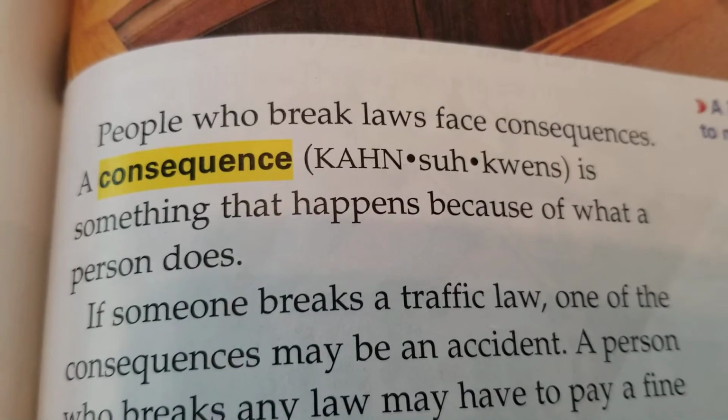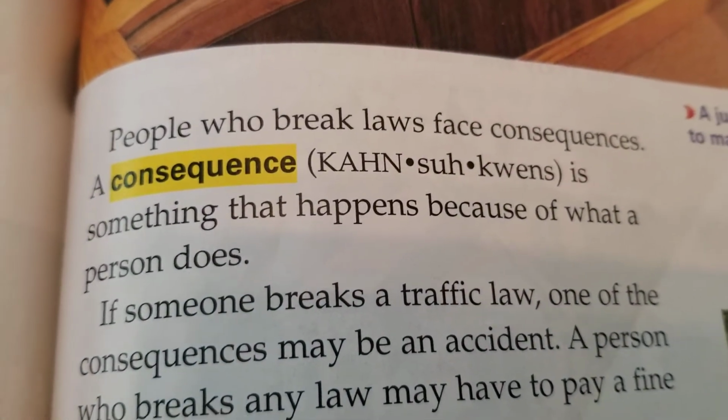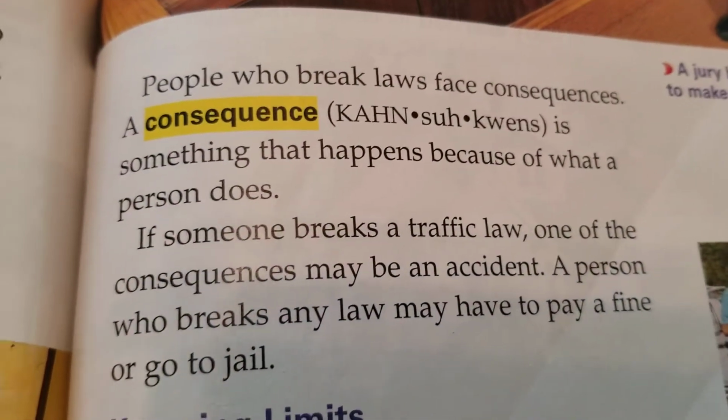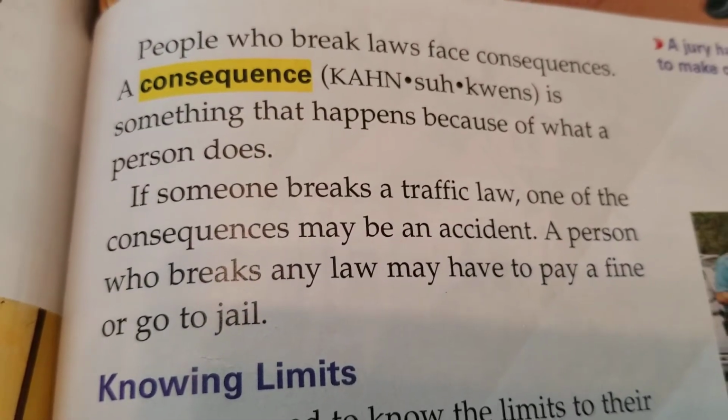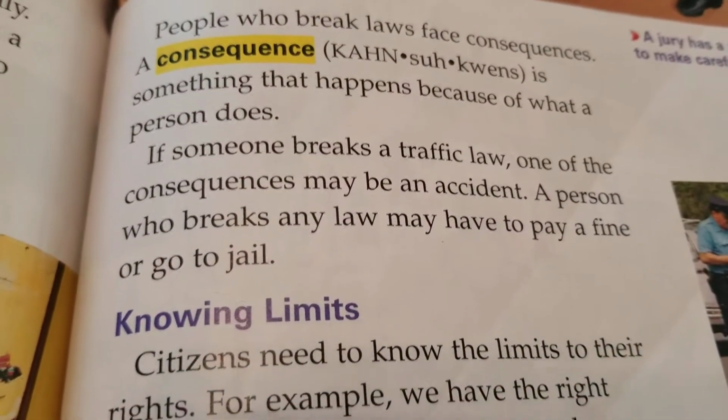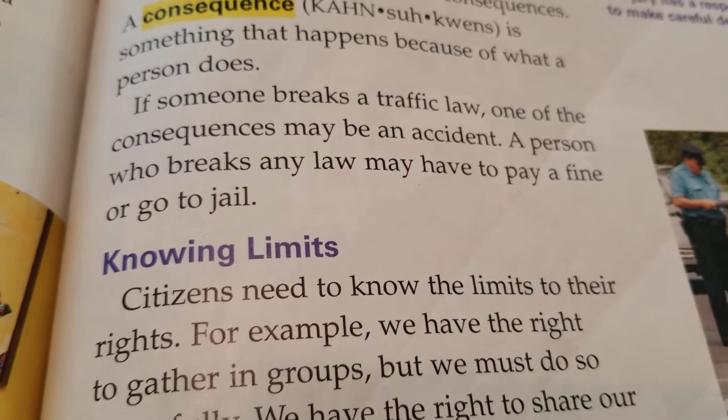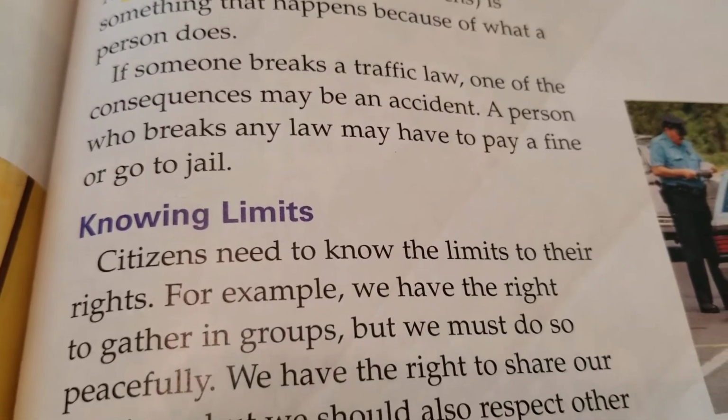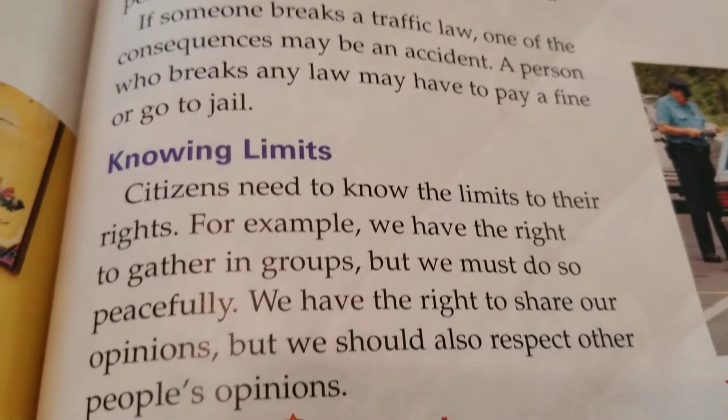People who break laws face consequences. A consequence is something that happens because of what a person does. If someone breaks a traffic law, one of the consequences may be an accident. A person who breaks any law may have to pay a fine or go to jail.